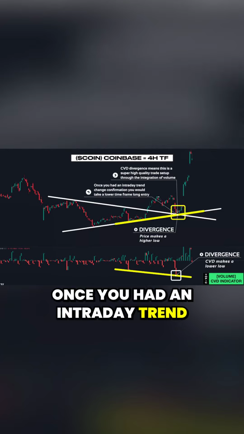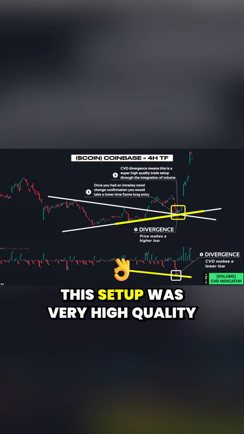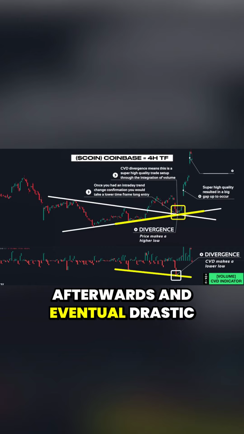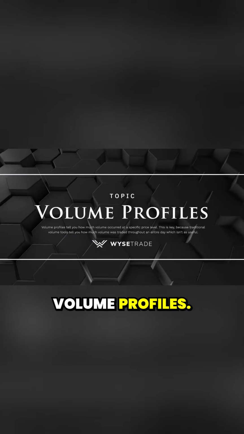Once you had an intraday trend change confirmation, you would take a lower time frame long entry. This setup was very high quality, and it was clear through the gap up afterwards and eventual drastic move upwards. Moving on to the next volume tool, volume profiles.